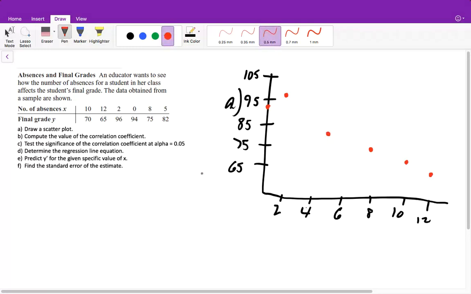Simply just plotting your scatter plot. You do not draw a line connecting these. You do not do anything like that. This is your answer for A.